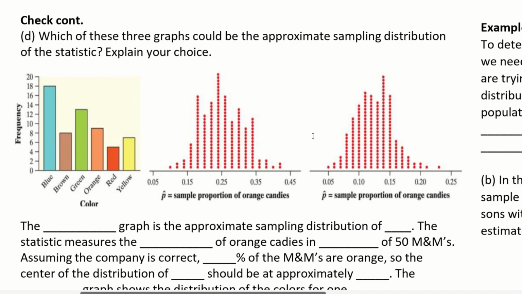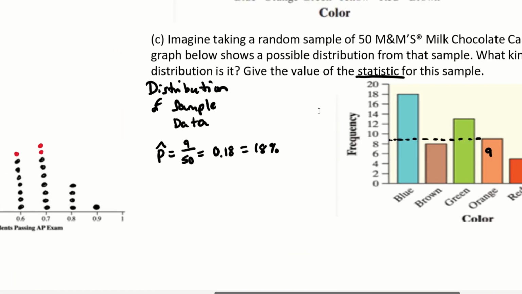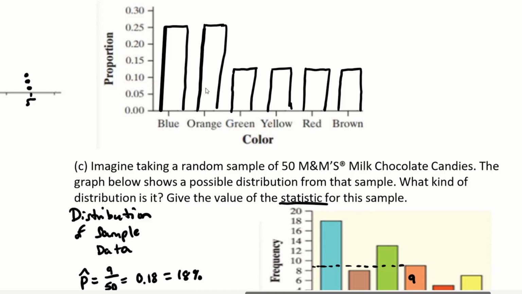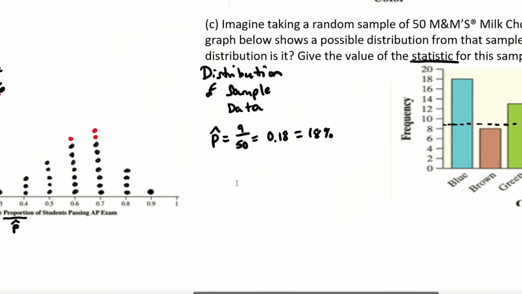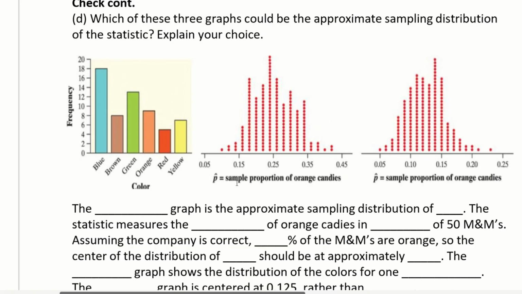So in this case, let's look at the other two, the middle one and the one on the right. According to the company's claim, the orange should be about 25%. So it should be 25% orange, right? If I look at the center of this graph here, this looks approximately symmetric, by the way, guys, right? Approximately. And so the center of that is roughly at 25%.